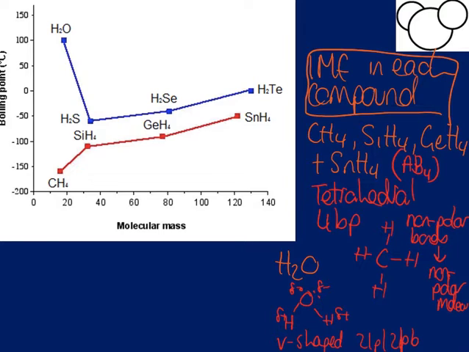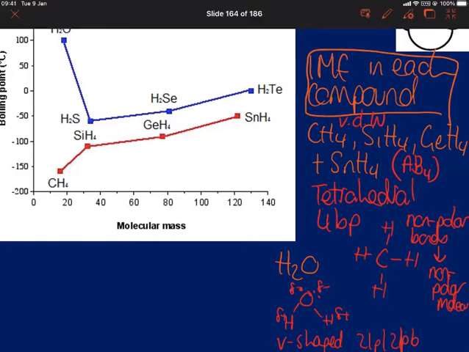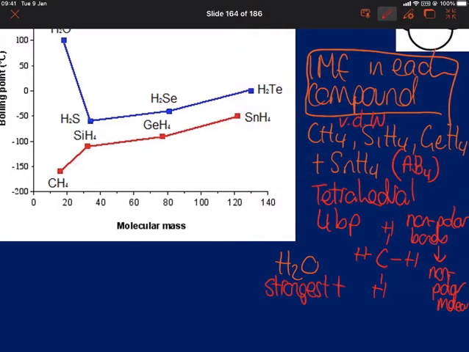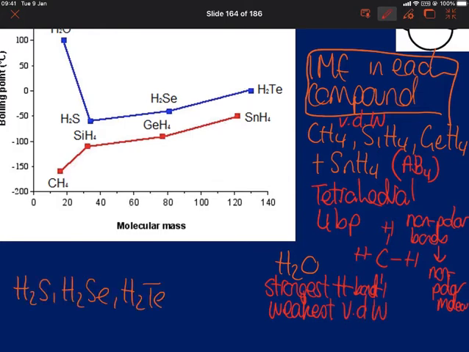I should have said over here that these guys in this red line here, all they have is weaker van der Waals. So water here is going to have both weaker van der Waals, and it is also going to have strongest hydrogen bonding as its intermolecular force. So this has strongest hydrogen bonding, and it also has the weaker or weakest van der Waals as its intermolecular force.